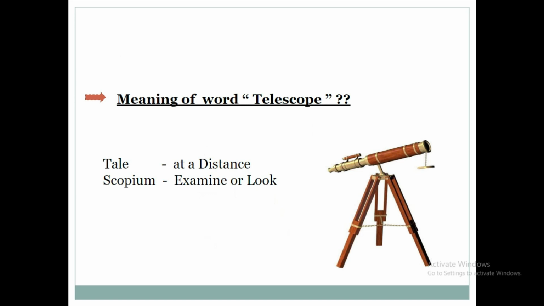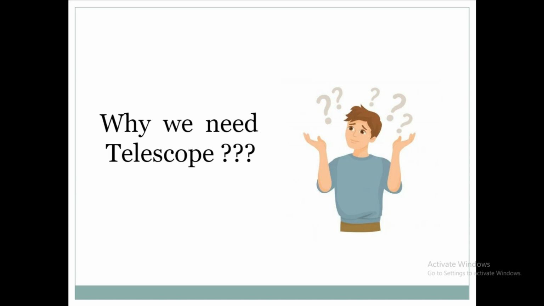So let us first see the meaning of this word telescope. Telescope is derived from Latin word phrases: tele, which means at a distance, and scopium, which means to examine or to look. First we should know why we need a telescope, why we are not able to see the objects that are far from us.